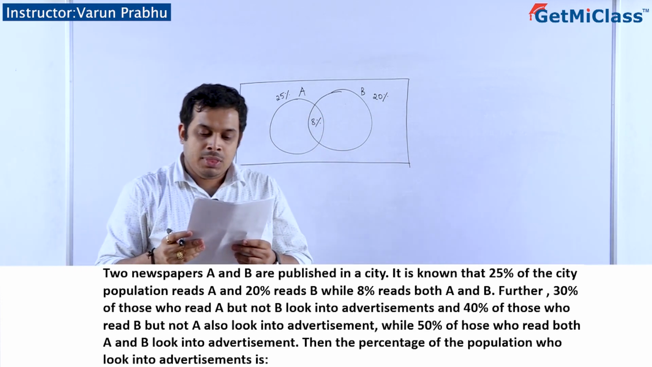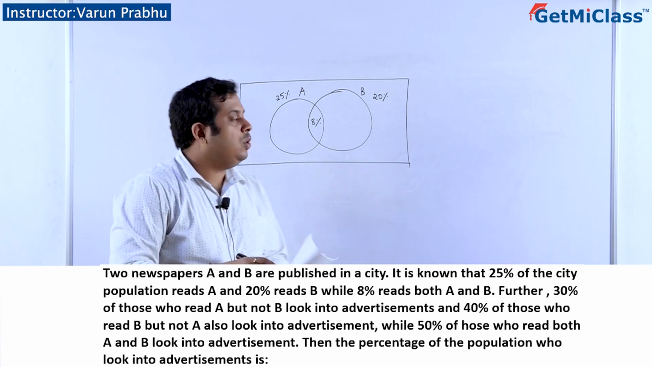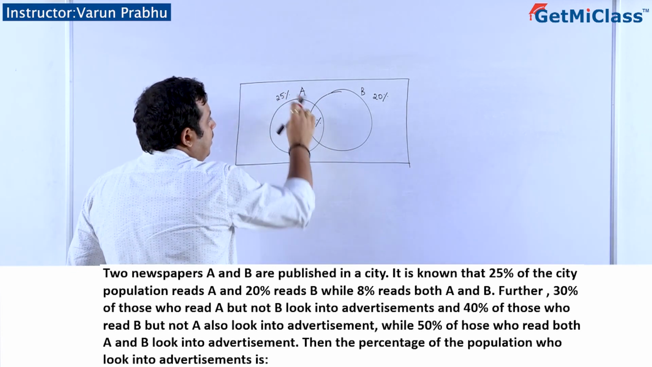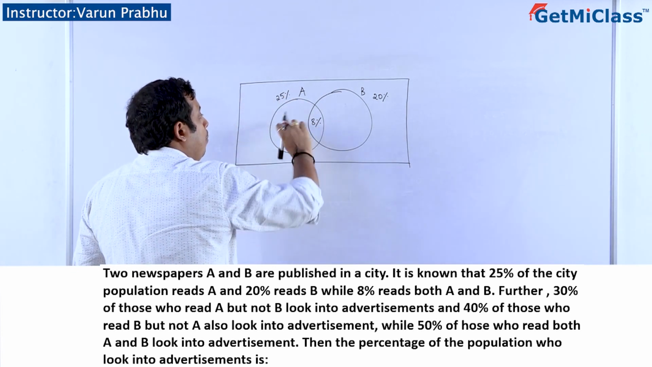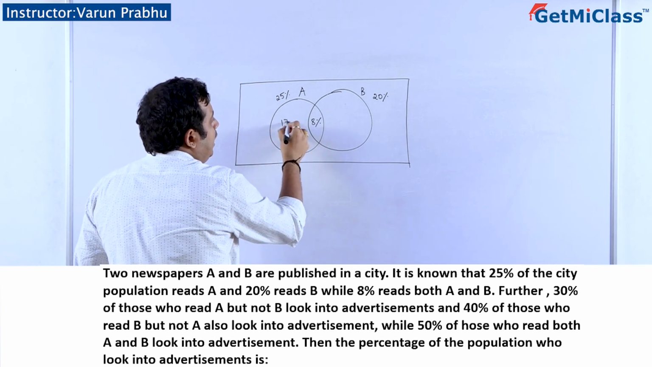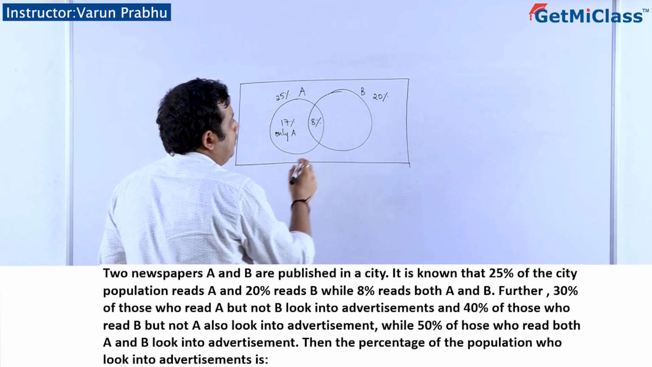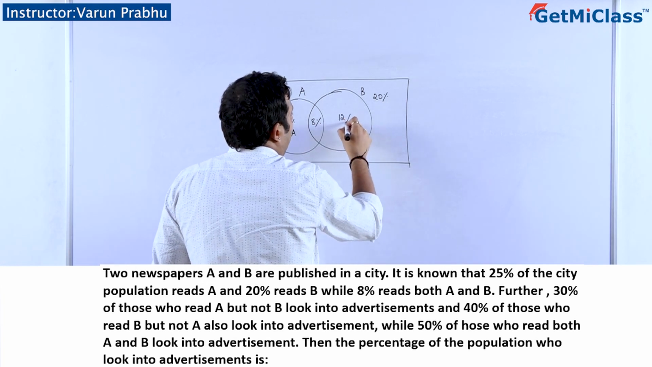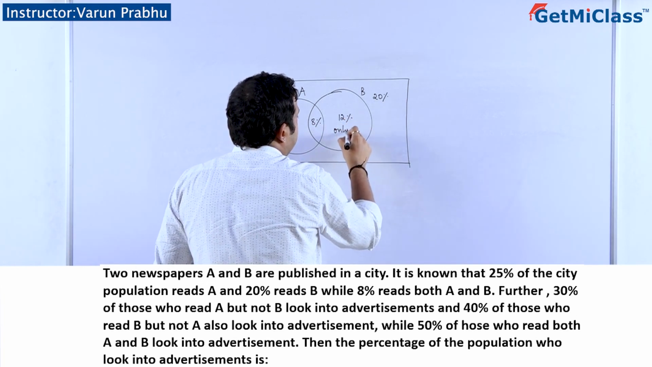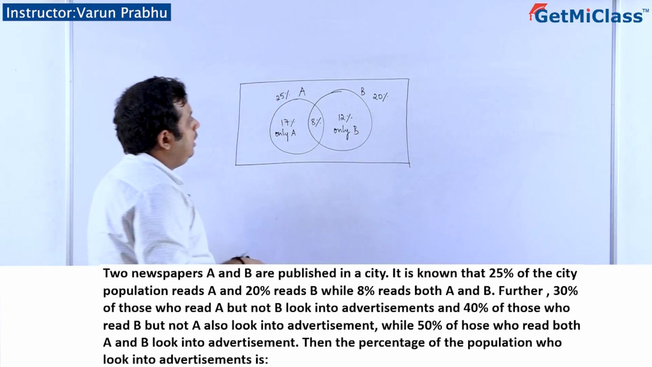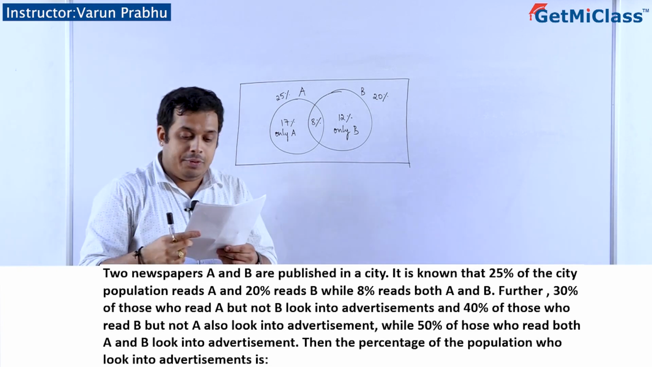Out of 25% people who are reading A, 8% read both. So people who are reading only newspaper A is 17%. People who are reading only B, how much is it? Only B is 12%. Correct or not? From the Venn diagram only, straightforward.